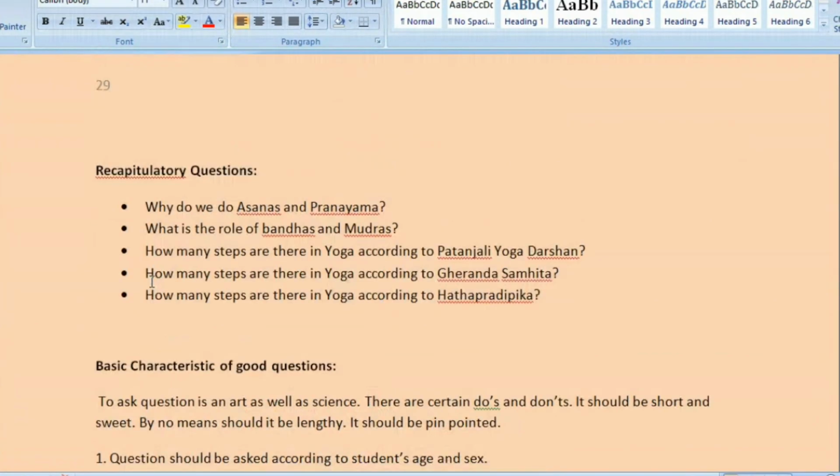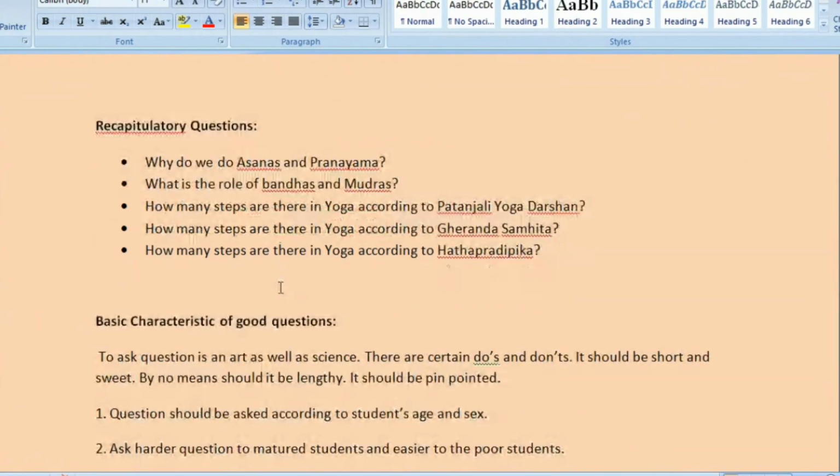Now, there is recapitulatory question. Why do we do asana and pranayama? What is the role of bandha and mudra? How many steps are there in yoga according to Patanjali Yoga Darshana? How many steps are there in yoga according to Gheranda Samhita? How many steps are there in yoga according to Hatha Pradipika?